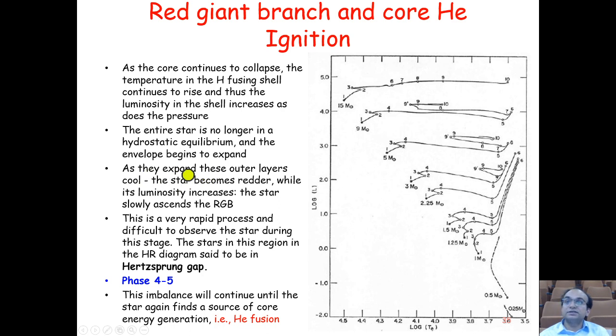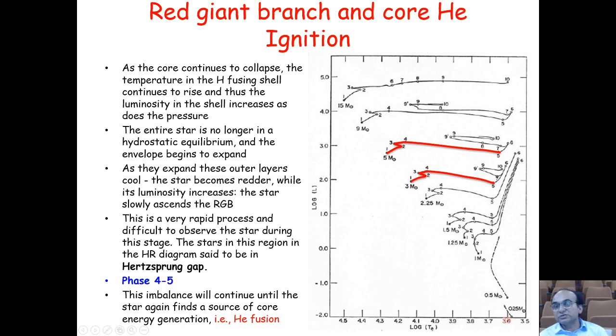As the envelope expands, the outer layers become cool and the star becomes redder. While its luminosity increases, the star slowly ascends to the RGB, the red giant branch, as we call it here. This is a very rapid process and it is difficult to observe a star during this stage. The region in the HR diagram is called the Hertzsprung gap. That is, in the HR diagram you will find a gap here where no stars are found. So that is called the Hertzsprung gap. That phase is 4 to 5.